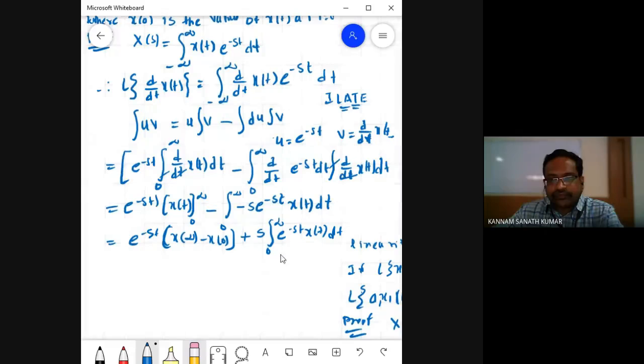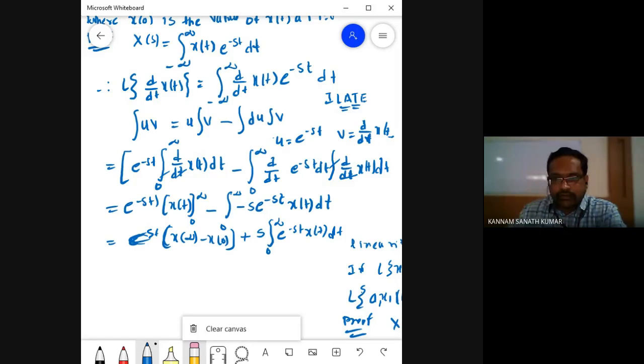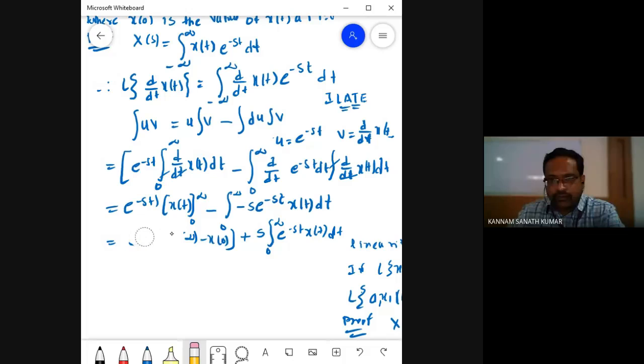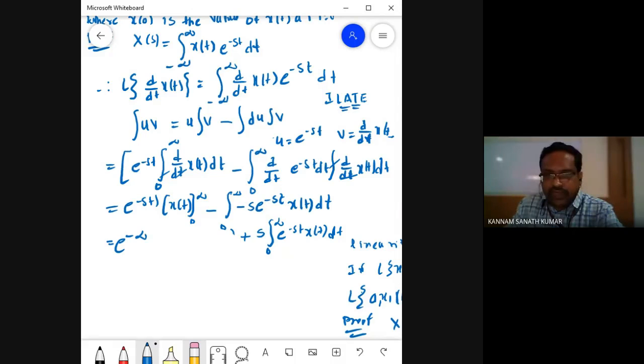Now if you apply the limits, one is e power minus infinity into x of infinity, minus e power 0 into x of 0. Again plus is there.